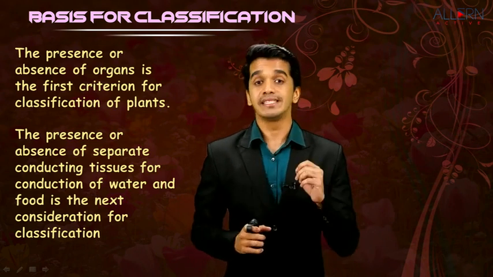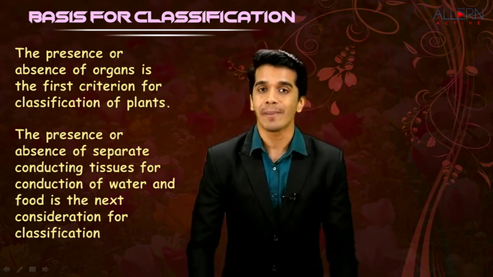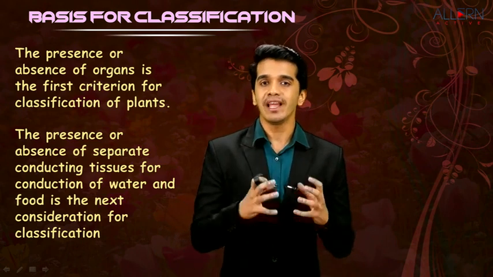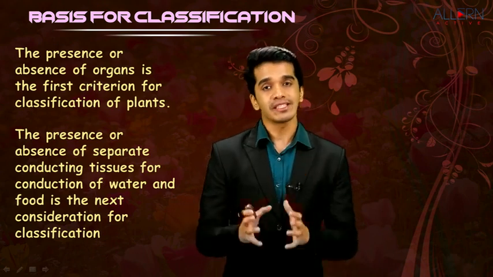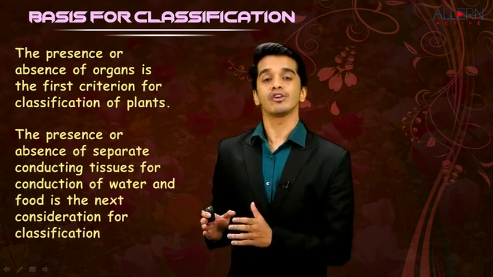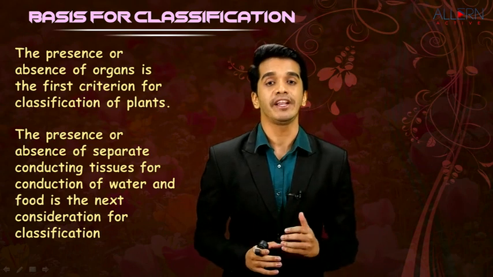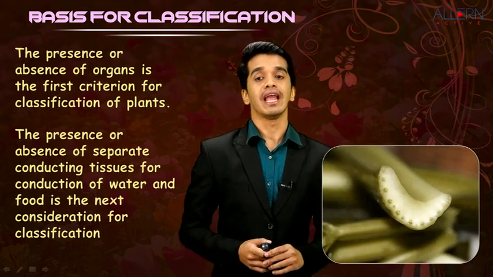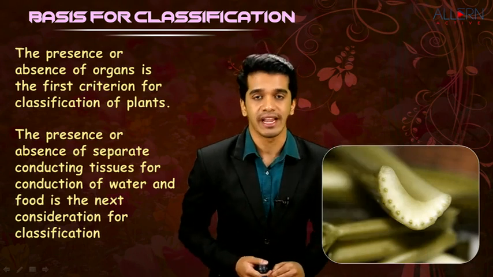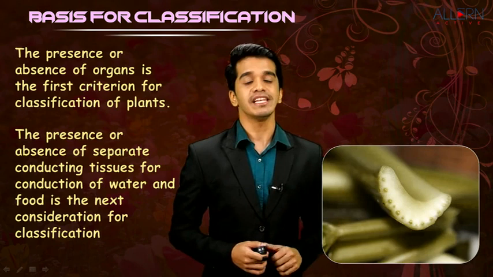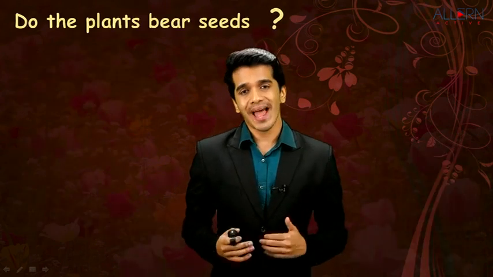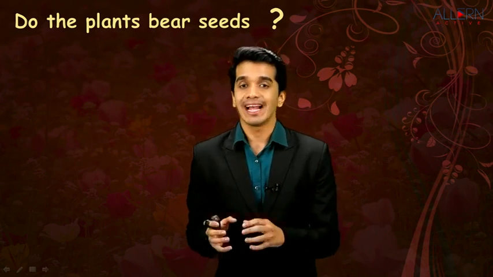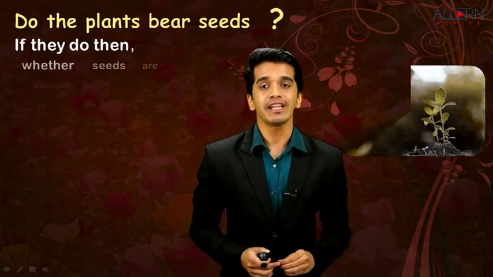Always remember, the xylem conducts water from the lower parts of the body to the upper parts, and phloem conducts food from the leaf to all parts of the body. So the second criterion is the presence or absence of separate conducting tissue called xylem or phloem for the conduction of water and food. Now this is called phloem. Do plants bear seeds? Yes, some plants bear seeds and some plants do not bear seeds. So what is the third criterion?